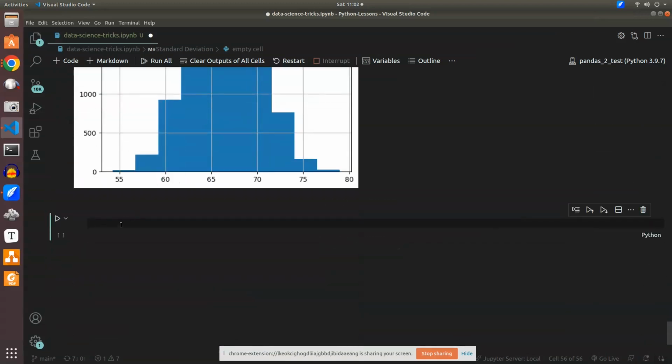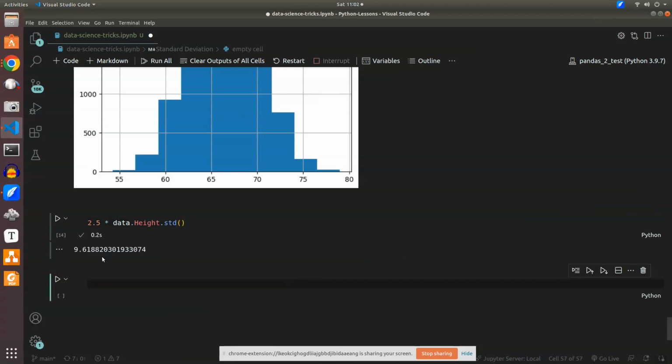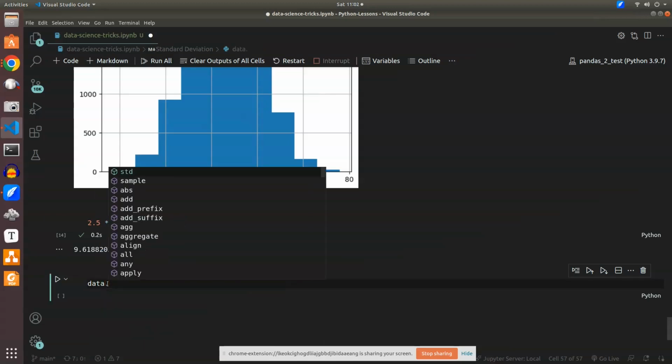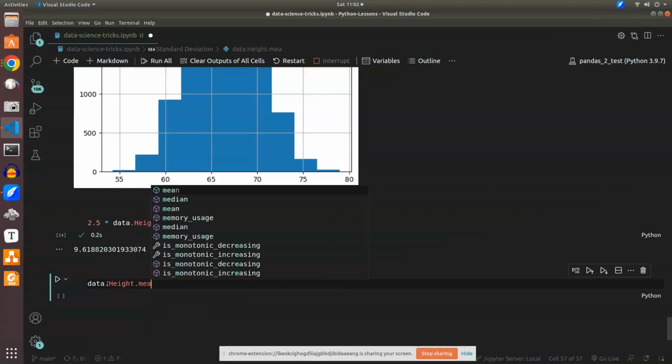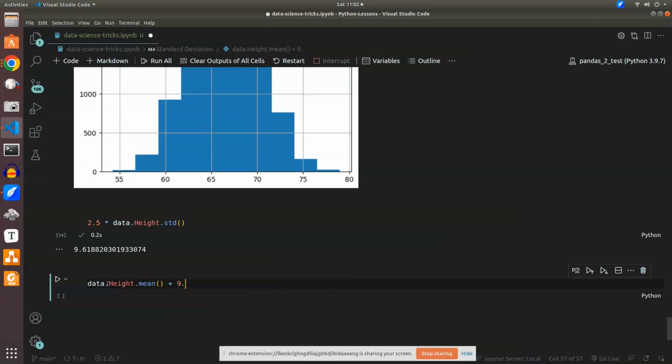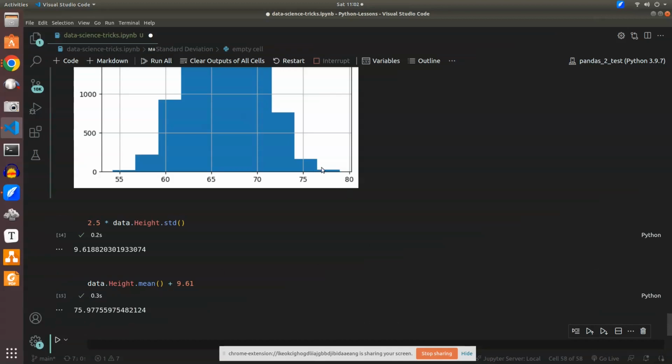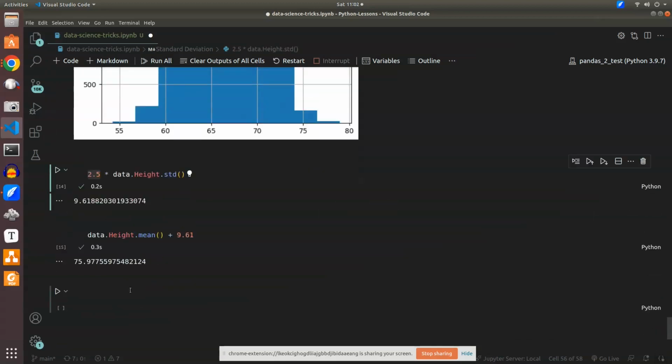Let us take data.height and the standard deviation we have already calculated. 2.5 times that is around 9.6. Now let us take the height mean plus 9.61, and we get around 76, which is beyond 2.5 standard deviations. Now we'll see how many people are beyond this specific data point.